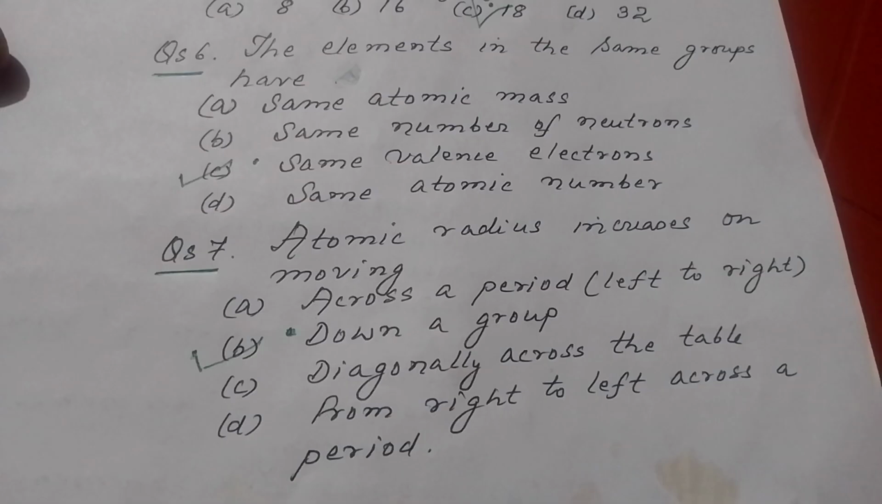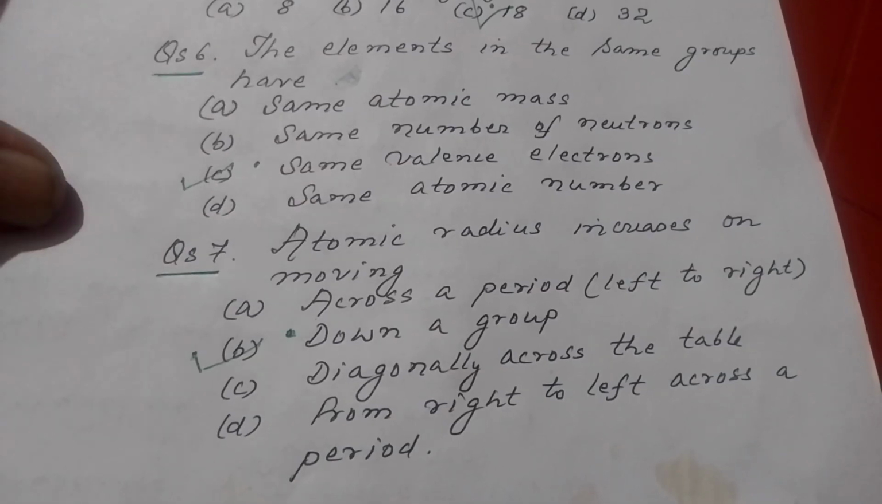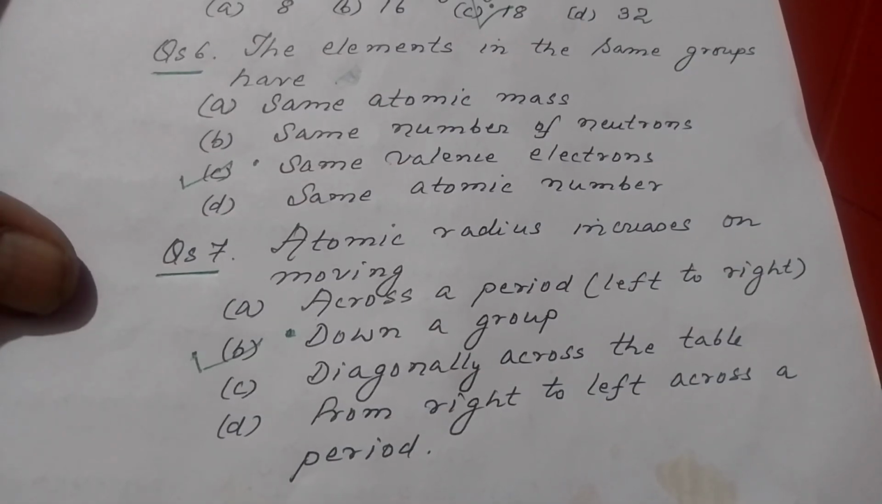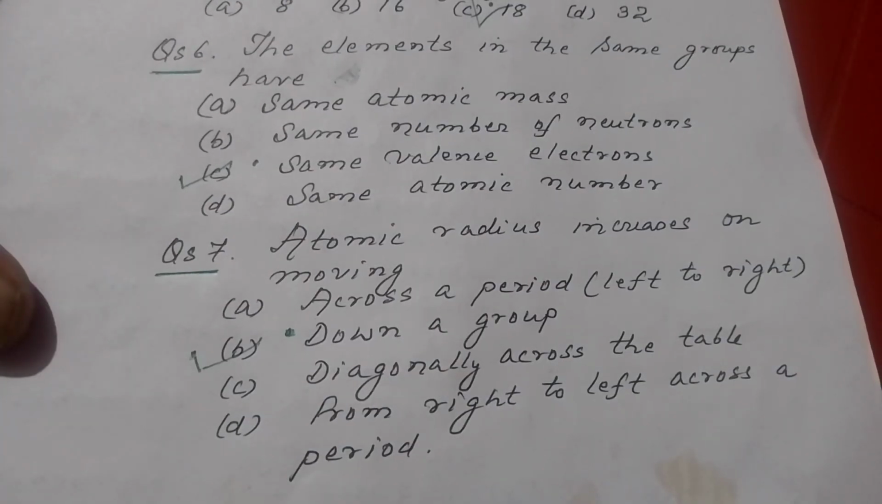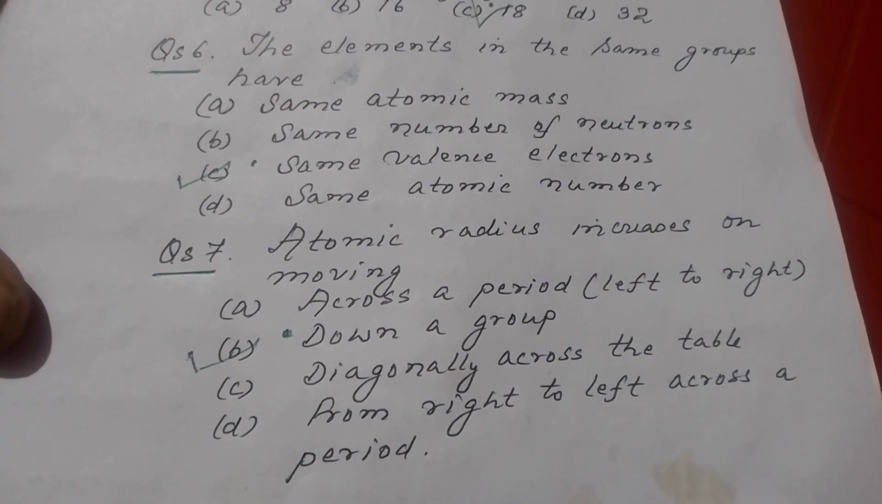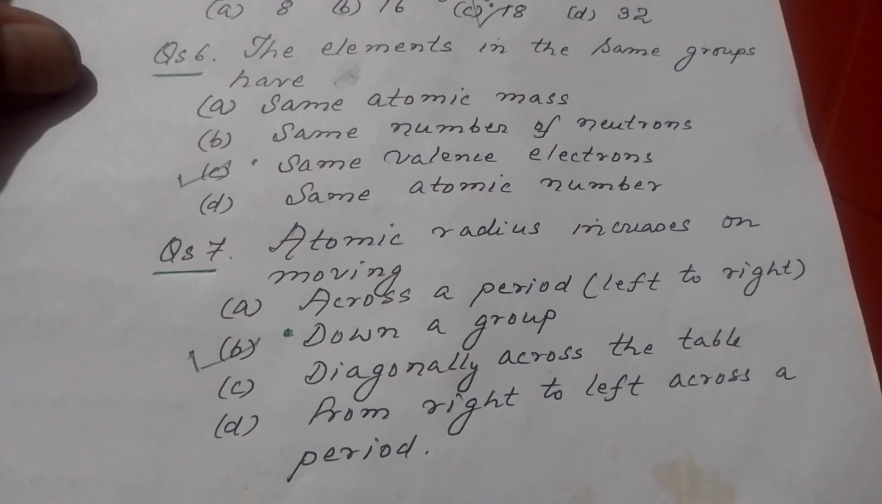Then you copy this one. 7. Atomic radii increases moving down the group. When you say fluorine, chlorine, bromine, iodine, you find iodine is having the larger atomic radii. जितना बड़ा है उनका और fluorine का छोटा atomic radii है.